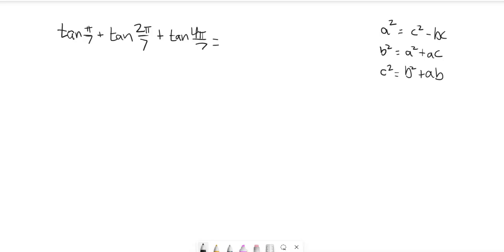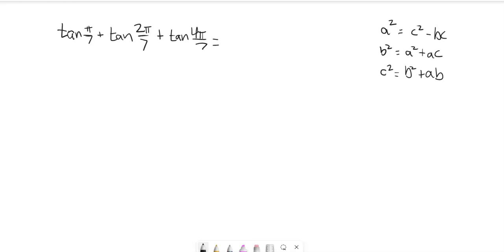And today what we're going to do is cover the sum of the three tangents from that triangle: tangent of pi over 7 plus tangent of 2 pi over 7 plus the tangent of 4 pi over 7. It is going to give us an interesting result, and I'm going to explain how that connects to one of the last videos I did.